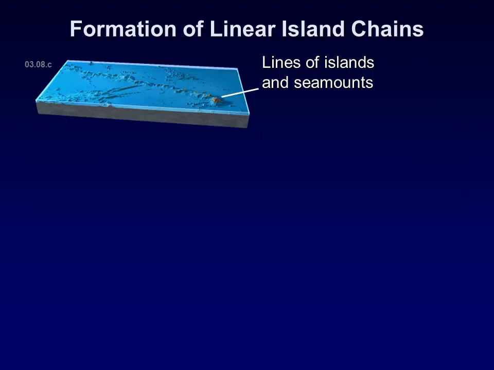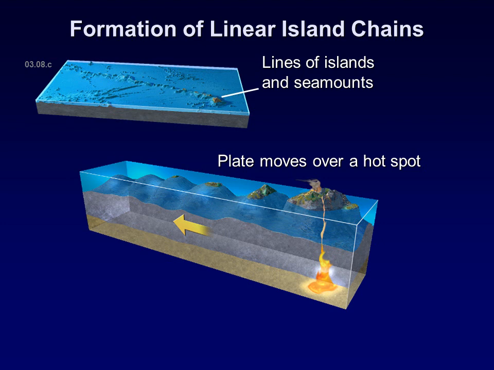Formation of linear island chains. So here we're looking at what is going on in Hawaii. And that is a linear island chain that's formed from a hotspot. So what is a hotspot? It is just a rising mantle plume. A rising mantle plume. So it's superheated mantle material that rises up in a big mass.